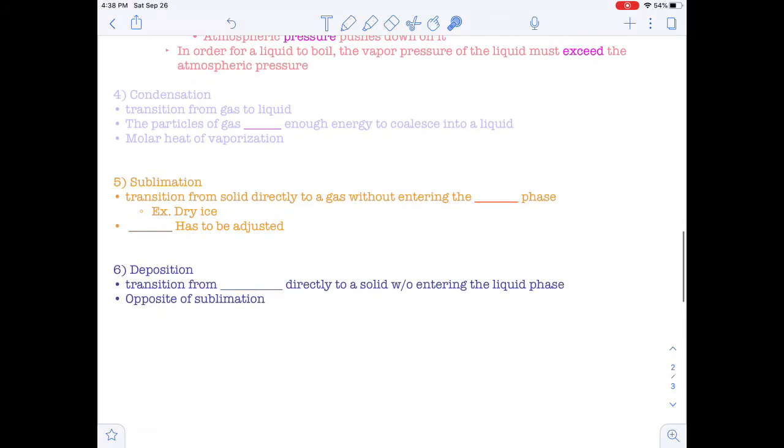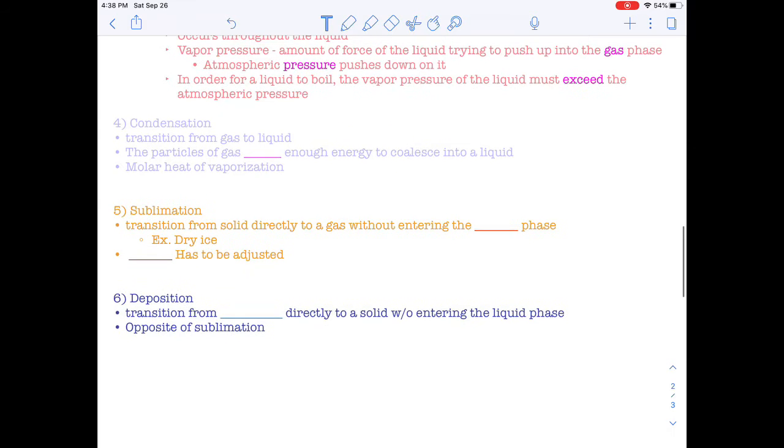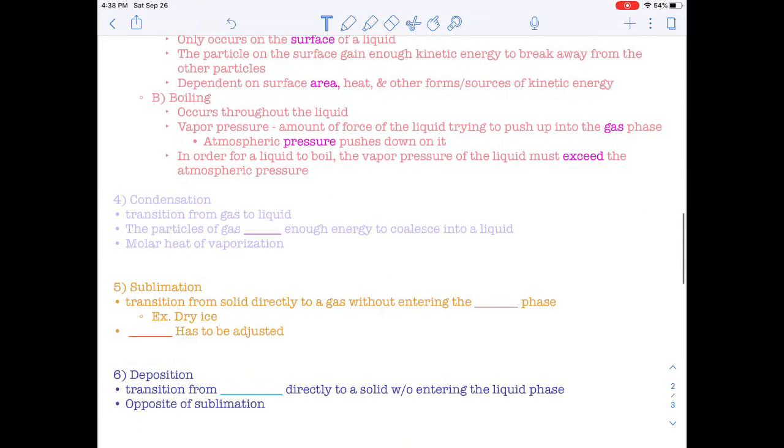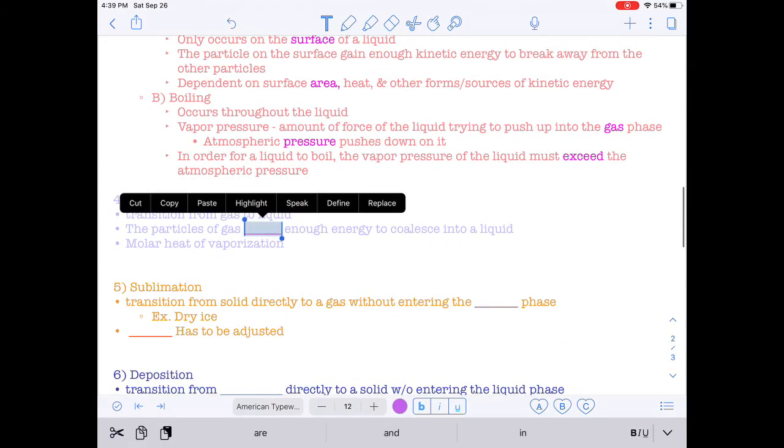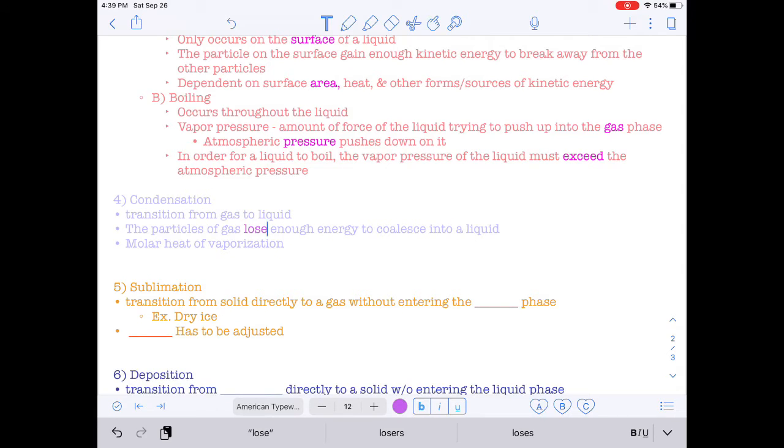The fourth one we're going to be talking about today is condensation, and that's from gas to liquid. So it's kind of the opposite of this, right? The particles of gas lose enough energy to coalesce into a liquid.